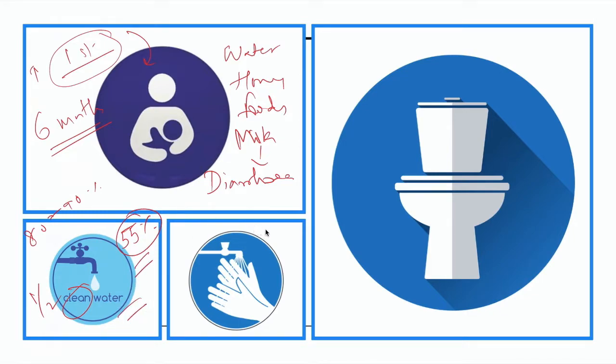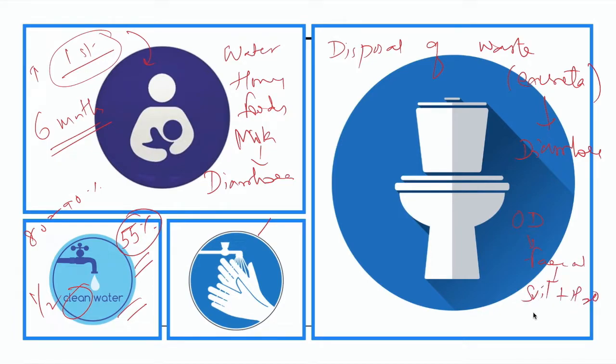Next is hygiene and sanitation, so washing hands, and this is the most important part that we are going to focus on today. It is the disposal of waste, so human waste, excreta, because this is the major cause for diarrhea, right? So we see open defecation. If there is open defecation, it results in fecal matter contaminating soil and water, and this results in diseases, right? So this is a major cause.